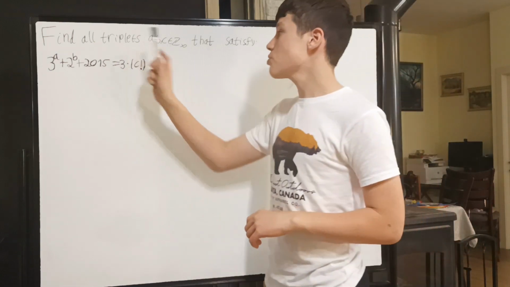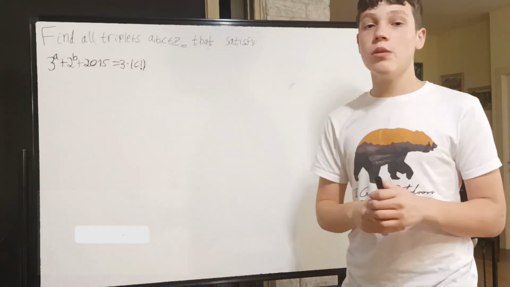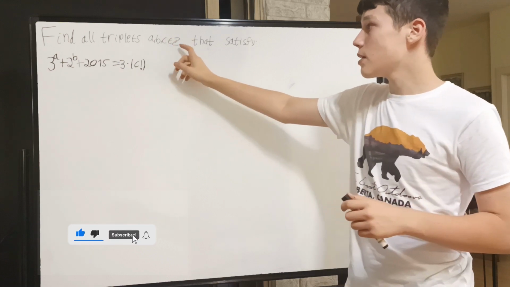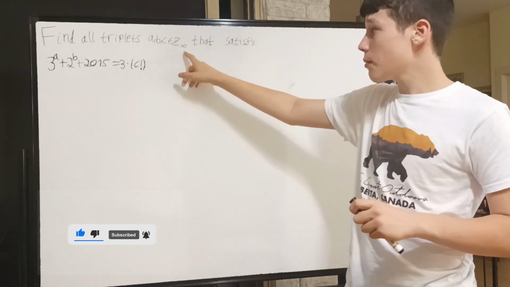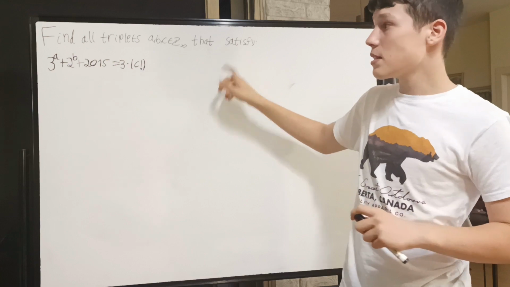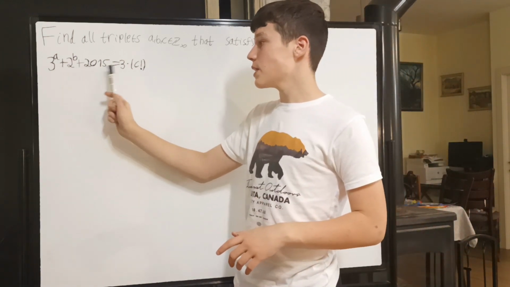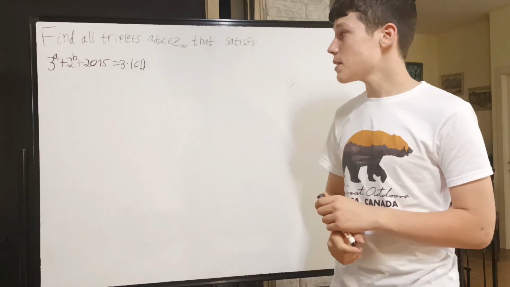So we need to find all triplets A, B, and C, which are positive whole numbers. So A, B, and C are in Z bigger than 0, that satisfy 3 to the A plus 2 to the B plus 2015 equals 3 times C factorial.